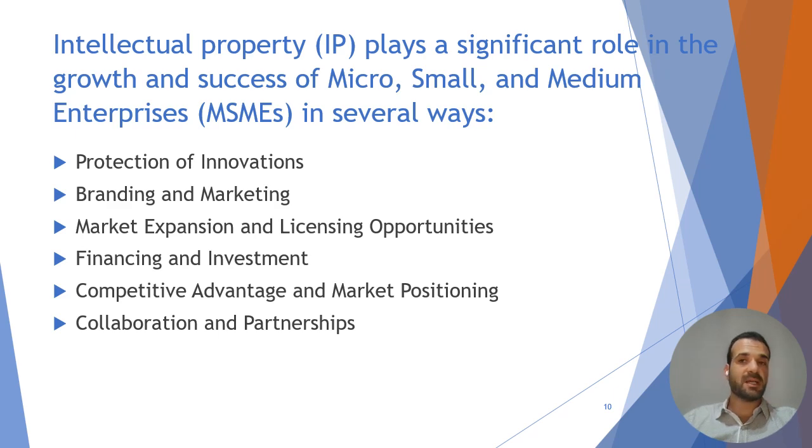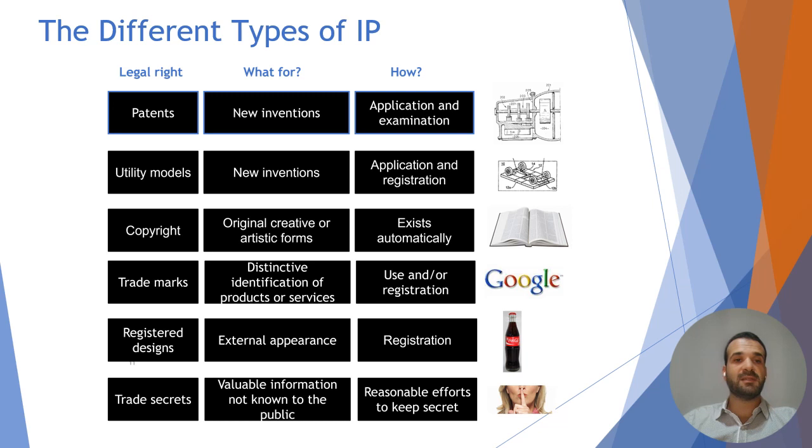So now we will discuss the several different types of intellectual property. We have patents, which relate to new inventions. We have utility models. We have the copyright.